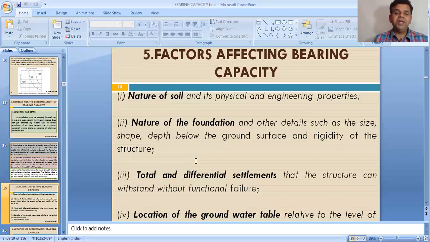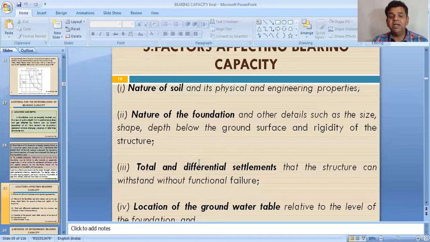The nature of the foundation means whether it is an isolated foundation, a combined footing or a raft footing, what is the size of the foundation, what are the L and B, length and breadth, and what is the depth of the footing. All these factors affect the bearing capacity of the soils. Total and differential settlements have to be within the permissible limits, as we discussed earlier.